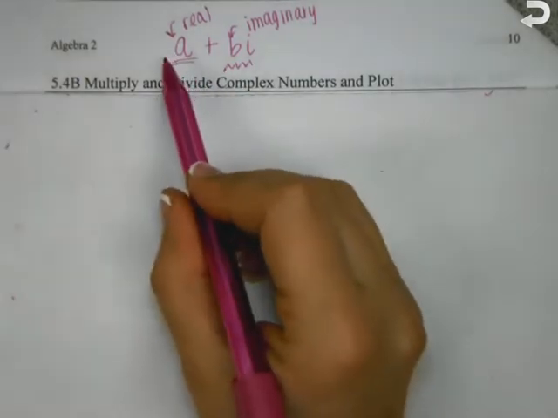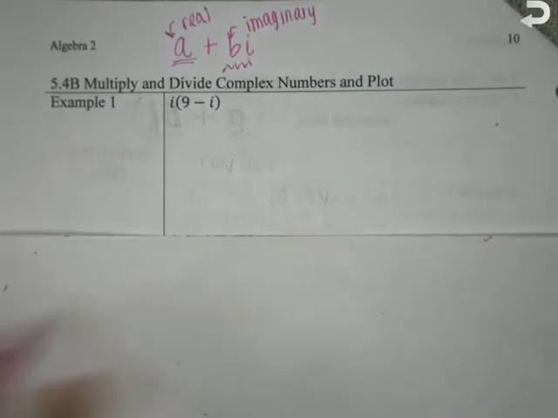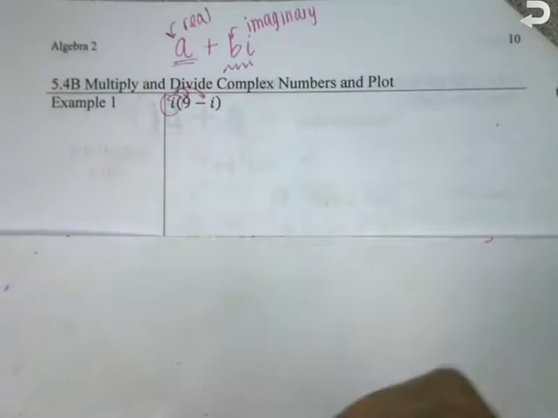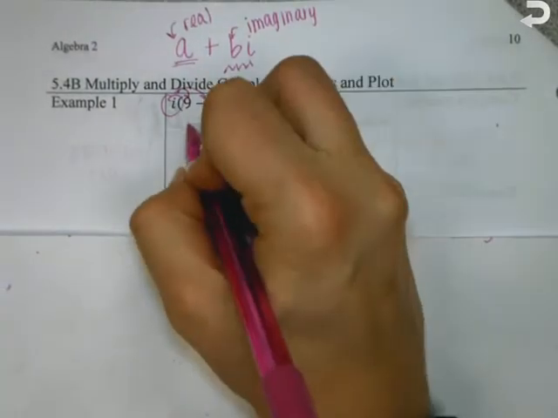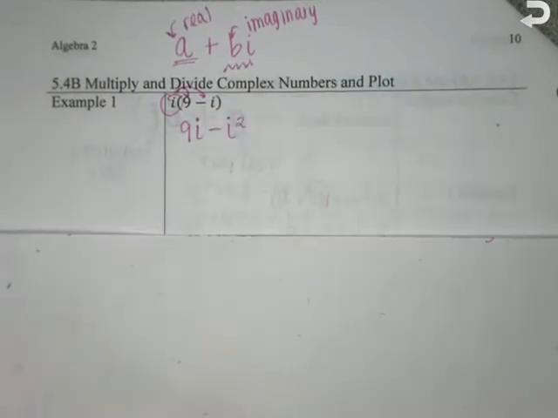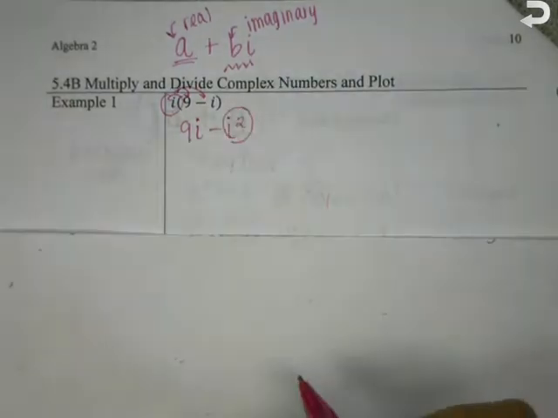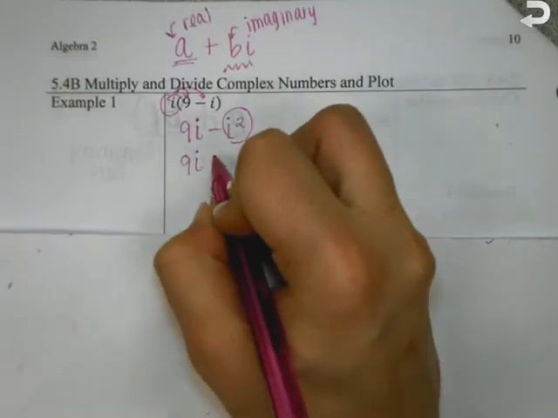Okay? So, example 1. We have i times (9 minus i). What property does that look like? Distributive. So let's distribute the i. i times 9 gives me 9i. And i times negative i gives me minus i squared. Now this is not simplified all the way because i squared is equal to what? Negative 1. So this is the same as 9i minus negative 1.